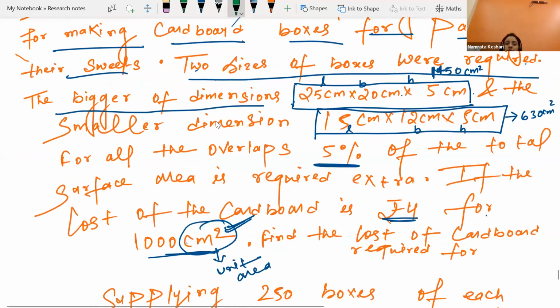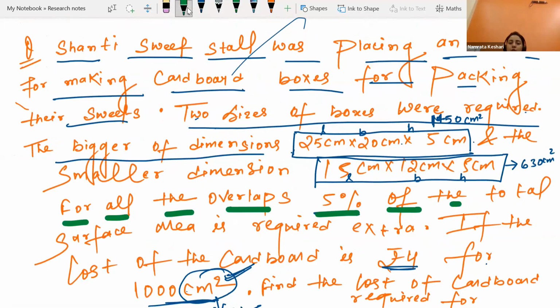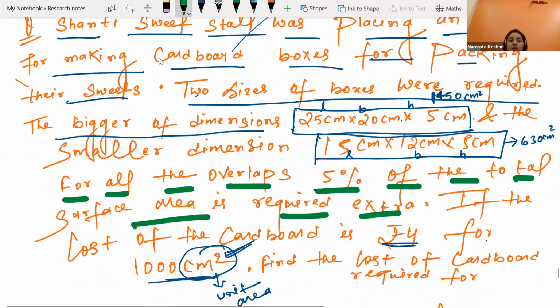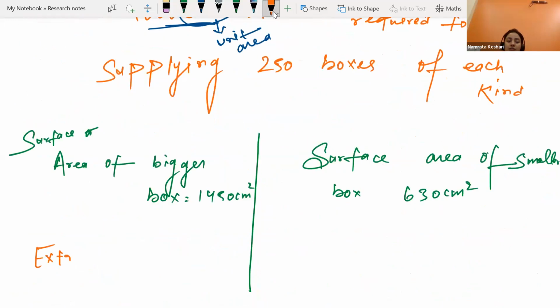Now let's see what the question says. We have found the surface area. For all the overlap, 5%. Can you see this statement, that for all the overlaps 5% of the total surface area is required extra? That means 5% of what? 5% of the total surface area. That is extra. Yes, ma'am. How much cardboard is required extra?